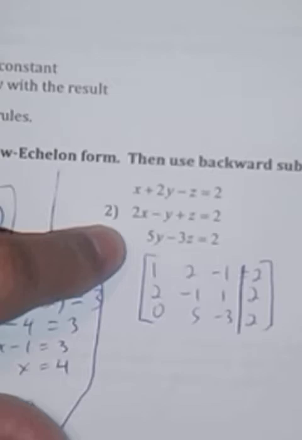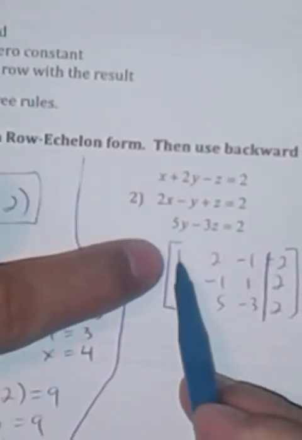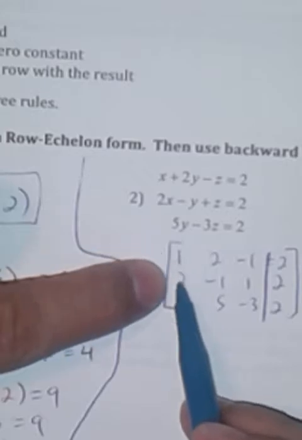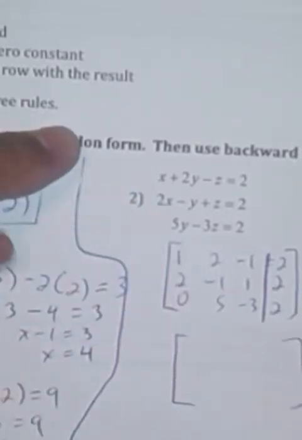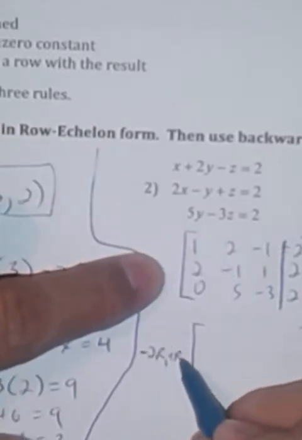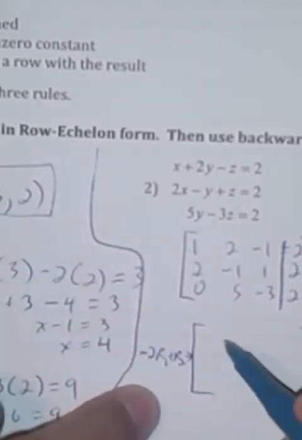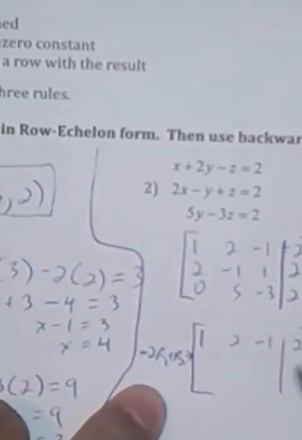Okay, so first I'm going to try to eliminate that 2 right there. Notice I can do it if I multiply that by -2 and add it to that. And that's what I'm going to do. Here's my documentation: -2 times row 1 plus row 2, and that goes in row 2. So row 1 is going to stay the same. Row 3 is going to stay the same.